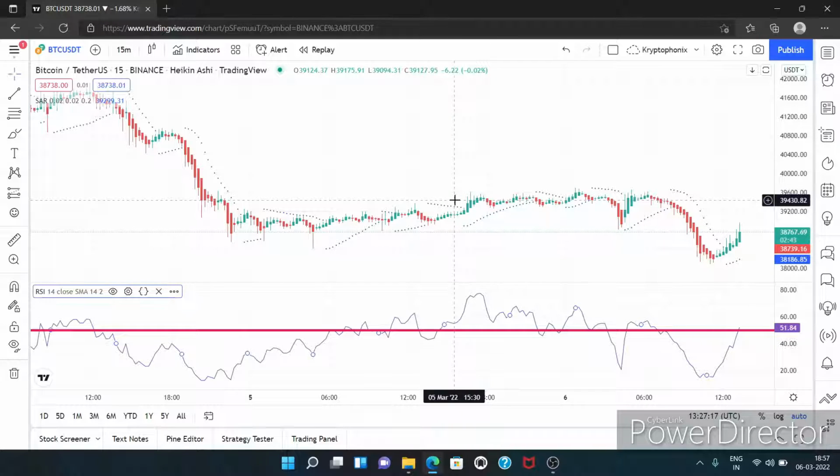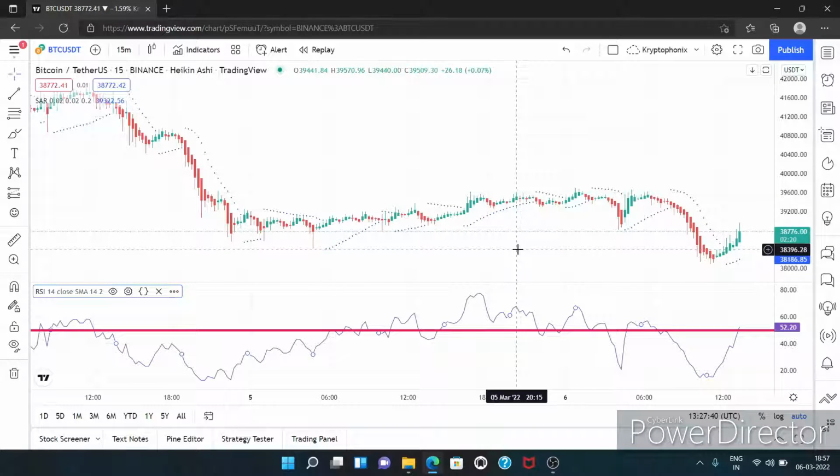But as I have already told many times, in today's scenario, what we can't do is rely upon a single indicator. We need to confirm the signal of one indicator from the other one so that we can be 90% assured about our trades.